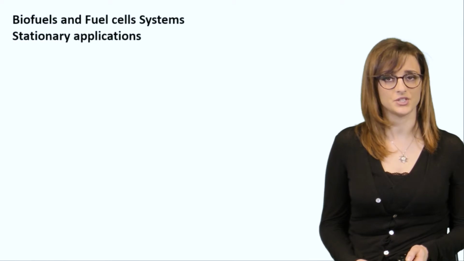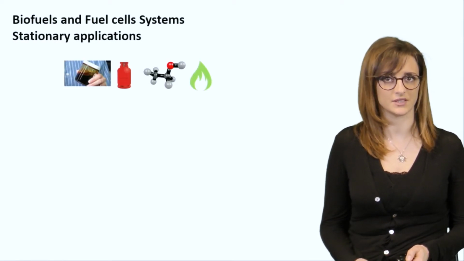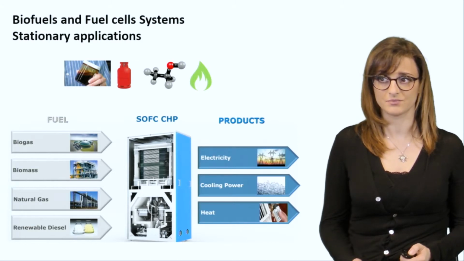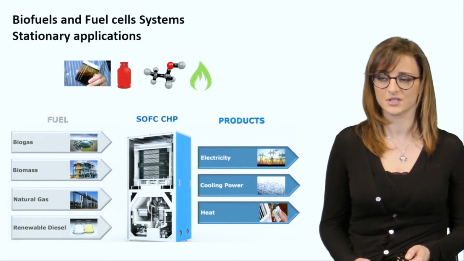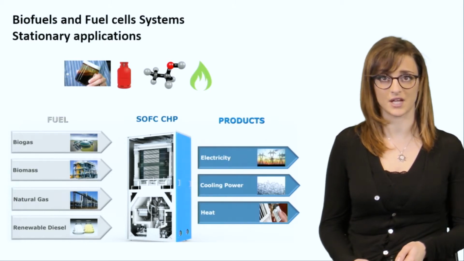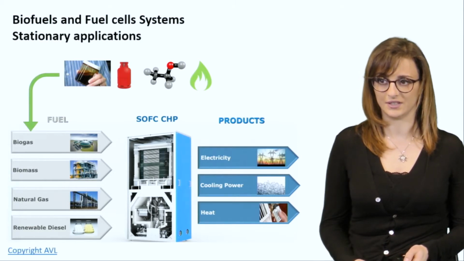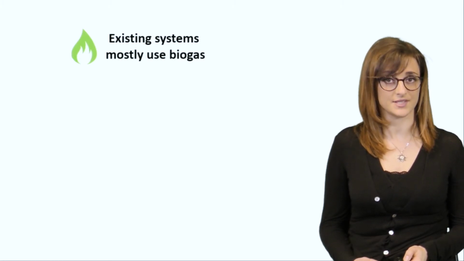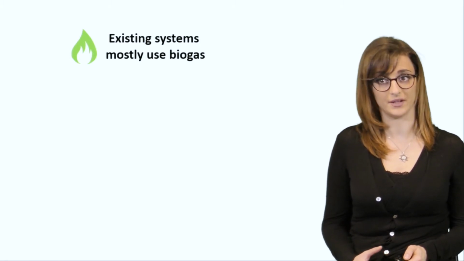Then going to stationary applications, again all biofuels are theoretically usable. So we may use biogas, producer gas, bioethanol, or other biohydrocarbons to feed, for instance, a solid oxide fuel cell cogeneration unit. This is pretty state of the art. If we want to look at big plants existing right now, the most used biofuel is biogas.